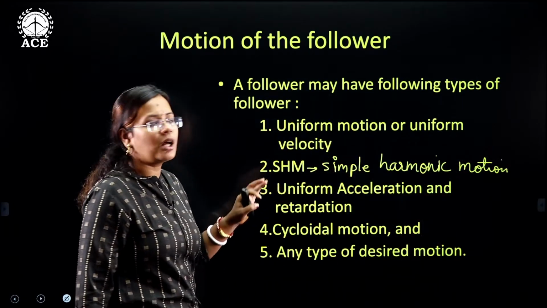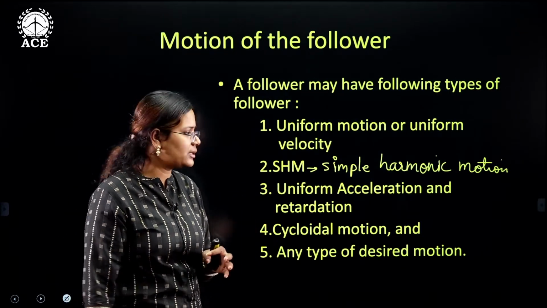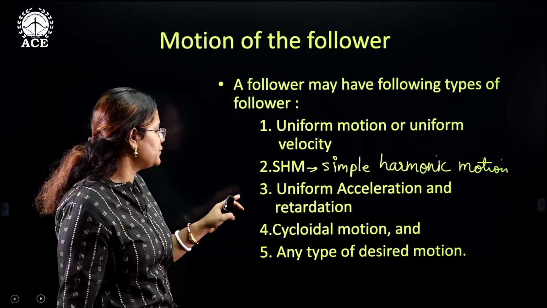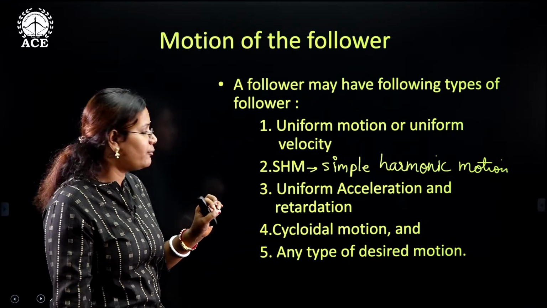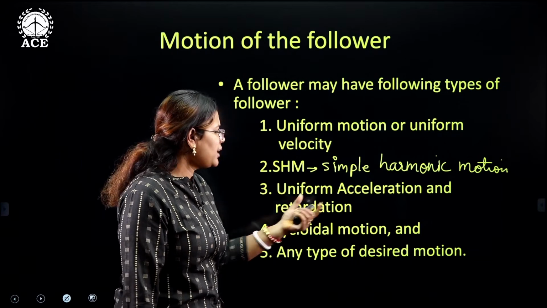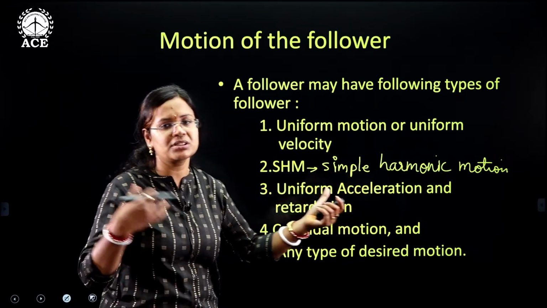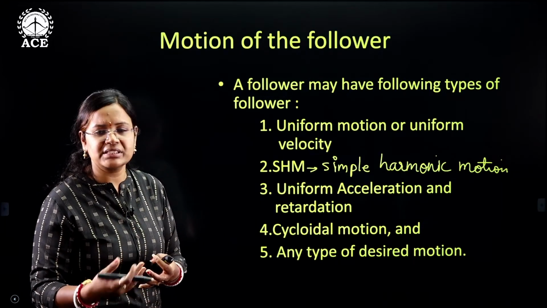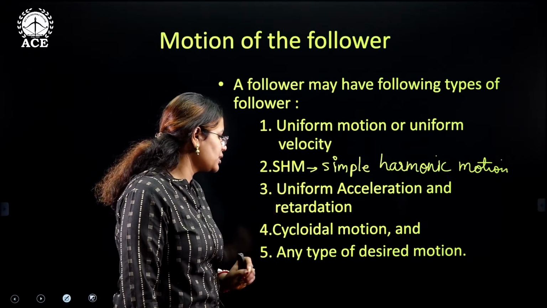We know how simple harmonic motion is given as a sine curve and so on. We will see that individually in the next slides. First let us discuss what motions the follower may have. The third one is uniform acceleration and retardation. Acceleration is a positive quantity and retardation is the negative quantity of the same acceleration. So we will also learn about uniform acceleration and retardation.